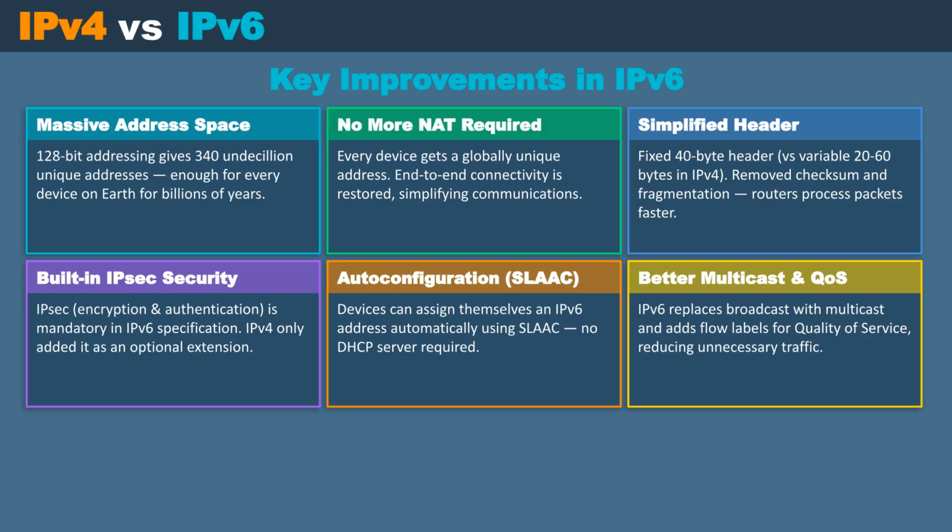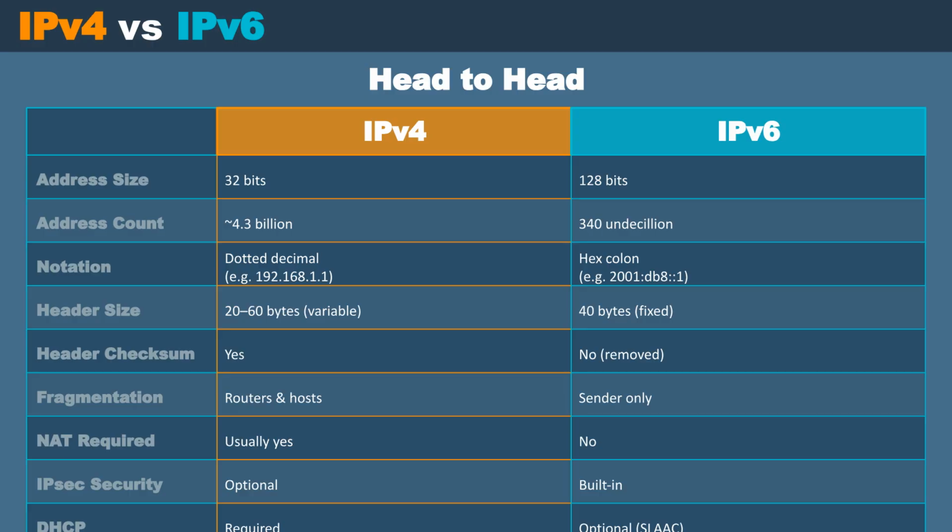Key improvements in IPv6 include a massive address space and no need for NAT, restoring end-to-end connectivity. It features a simplified header for faster packet processing, built-in IPsec security, and auto-configuration using SLAAC without needing a DHCP server. It also offers better multicast and quality of service features.